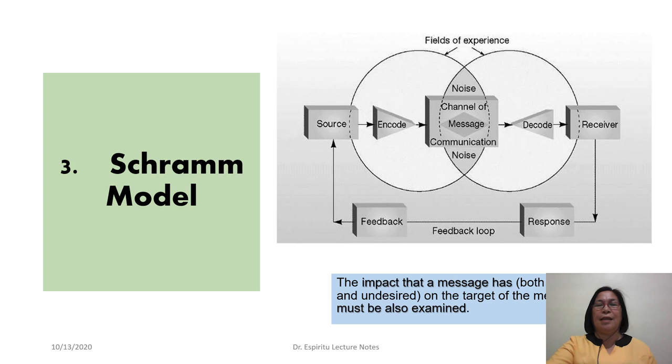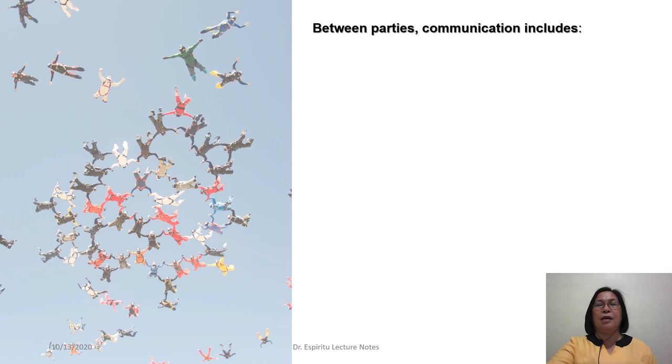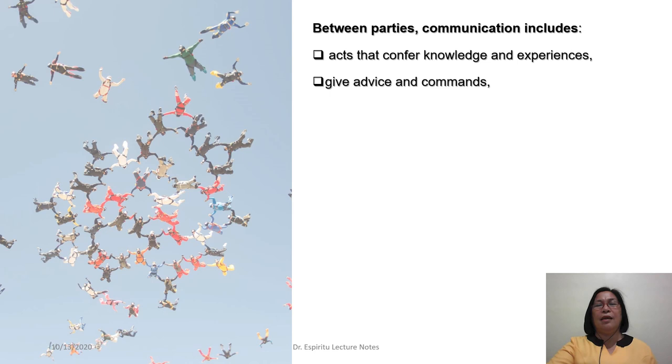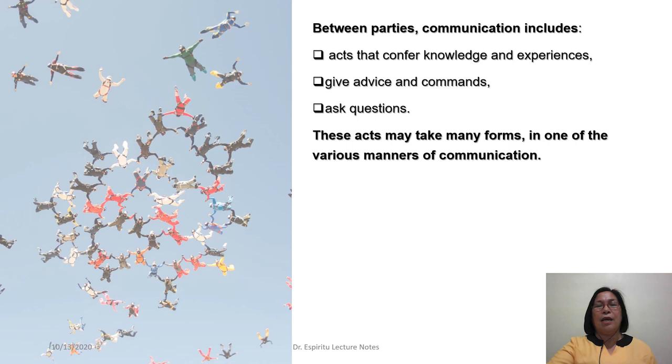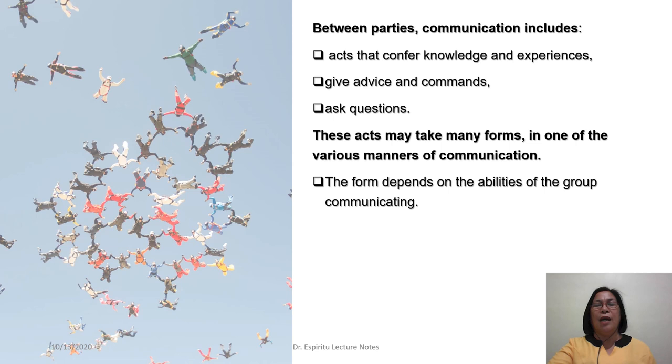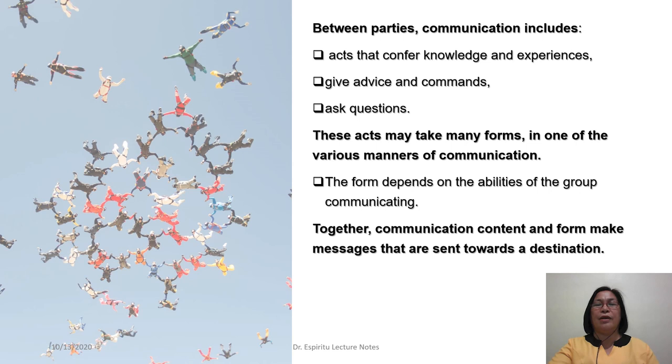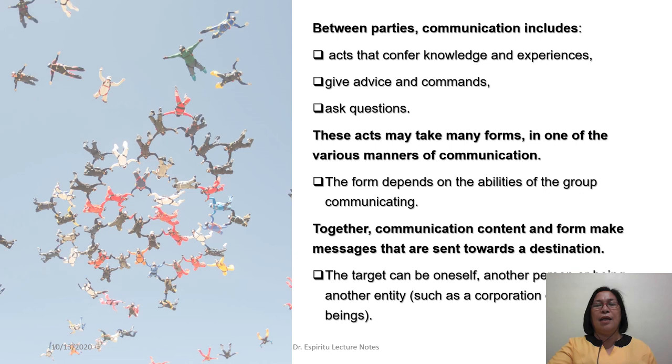Between parties, the communication includes acts that confer knowledge and experiences. It could give advice and commands. It could ask questions. These acts may take many forms in one of the various manners of communication. So the form depends on the abilities of the group communicating. Together, the communication content and form make messages that are sent towards a destination. The target can be oneself, another person, or another being or entity. So there is a combined understanding of what is intended.